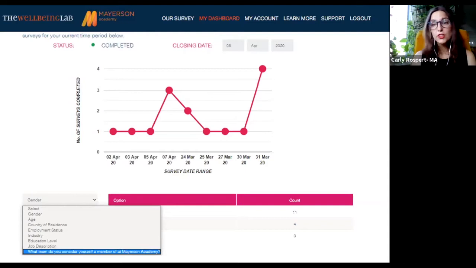Now, all of the survey completions are anonymous, so you won't be able to see names, but being able to see how many people per team might be helpful in sort of reaching out and making sure you're getting people to complete on time.